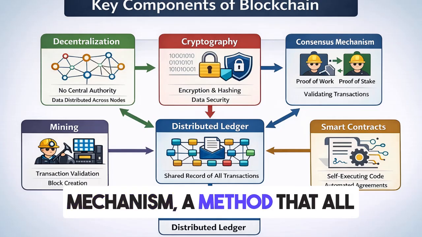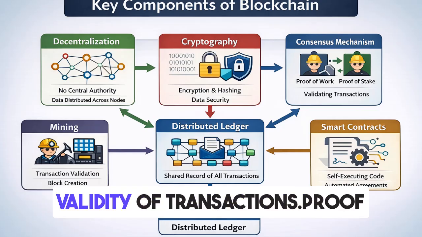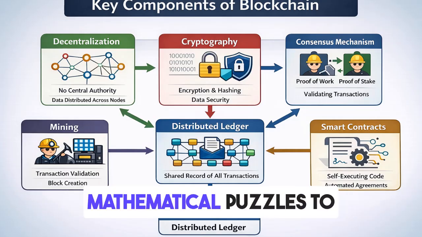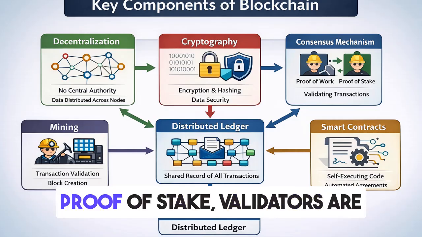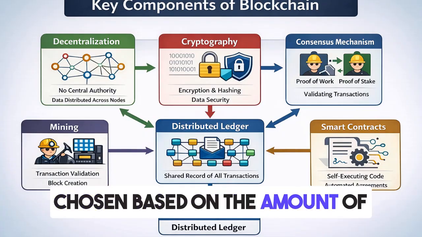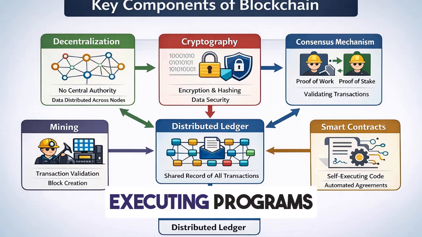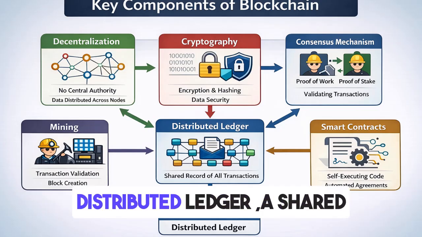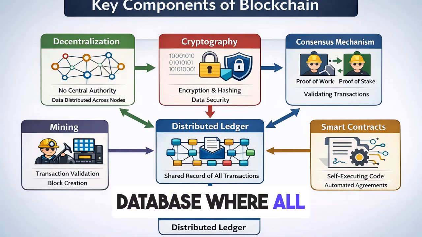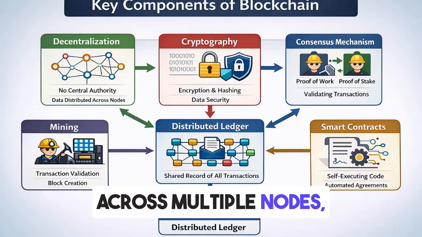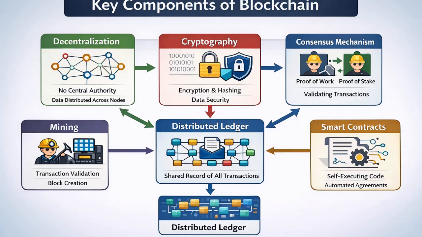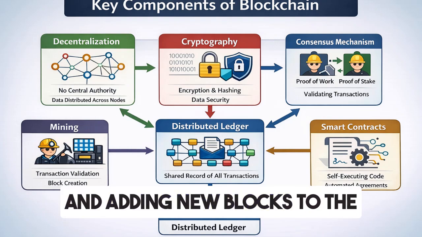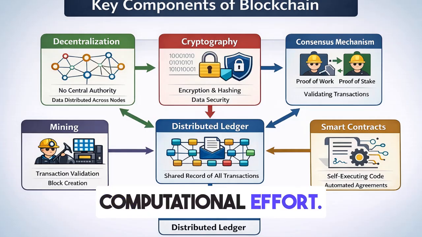Consensus mechanism, a method that all nodes use to agree on the validity of transactions. Proof of work is one of the methods where nodes solve complex mathematical puzzles to validate transactions. In proof of stake, validators are chosen based on the amount of stake. Smart contracts, self-executing programs stored on the blockchain that automatically enforce rules and agreements. Distributed ledger, a shared database where all transactions are recorded across multiple nodes, making it tamper-resistant. Last is mining, the process of validating transactions and adding new blocks to the blockchain, often involving computational effort.